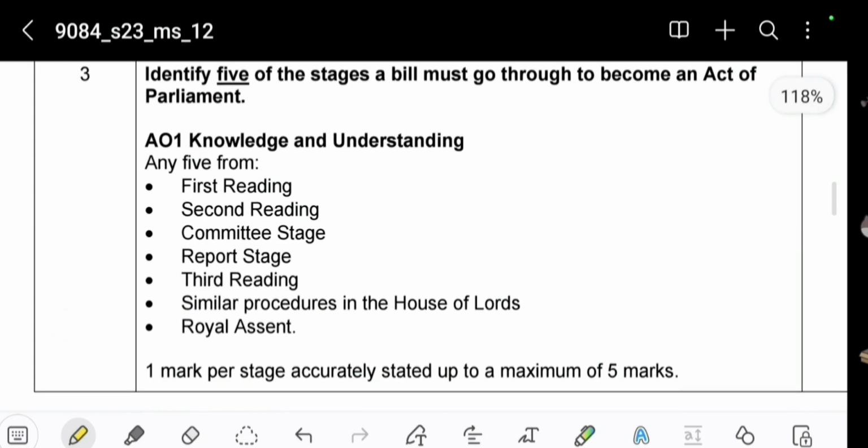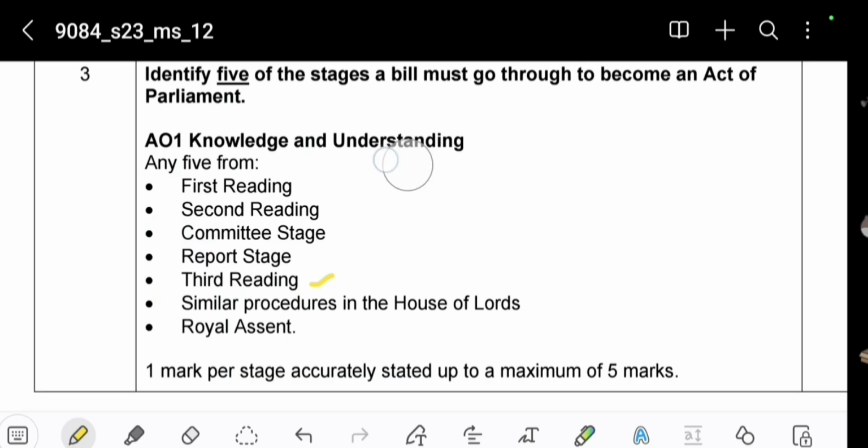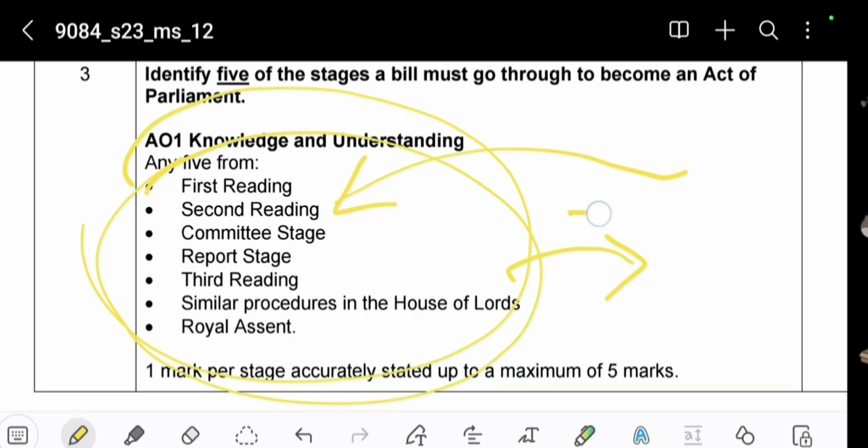In question 3 we have all the stages available here. Let's count them. We have 1, 2, 3, 4, 5. Basically a lot of students might think that ending the answer at the third reading is the correct way to solve this. This is not the correct way. Instead, if you want to score full marks in this question, you have to complete all the stages. You don't have to write all of this as it is in the answer. Instead, you have to explain all of these stages.